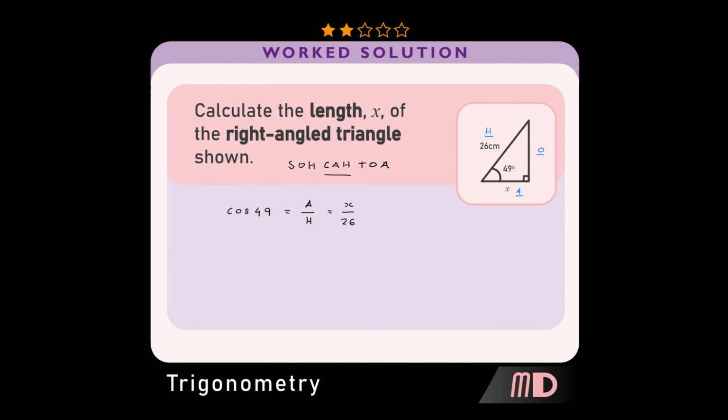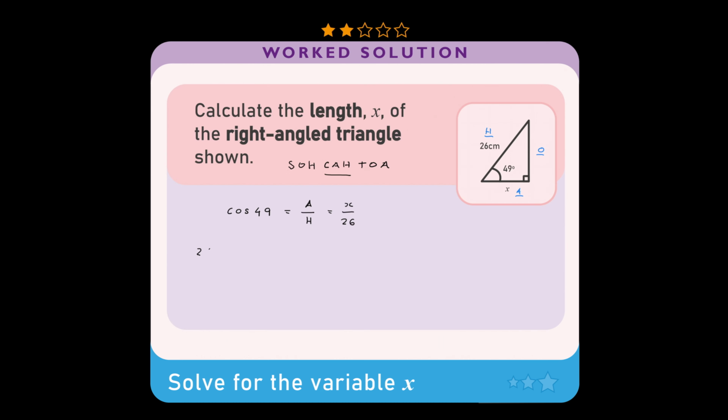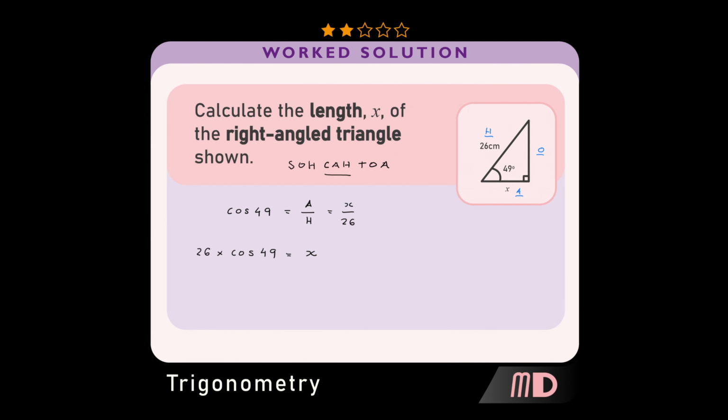So, 26 multiplied by the cosine of 49 is equal to x, which gives us a value of x equal to 17.1 centimeters, rounded to 1 decimal place.